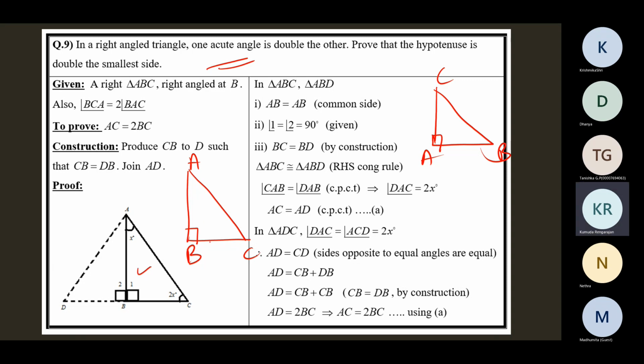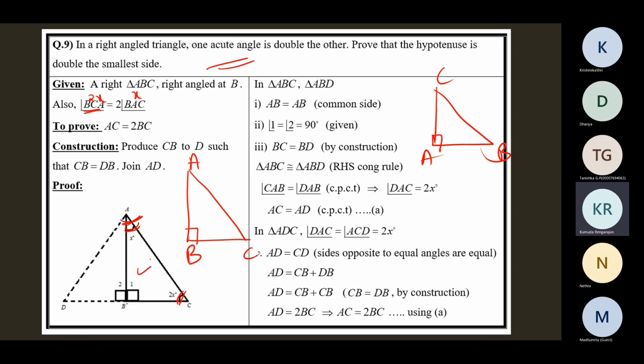Okay. And one angle is double the other. I have taken this angle as X and this angle as 2X, which means by my marking, this angle BCA is twice this angle BAC. You can just mark how much is BCA? 2X. And what about BAC? X. See here, twice X, 2X.